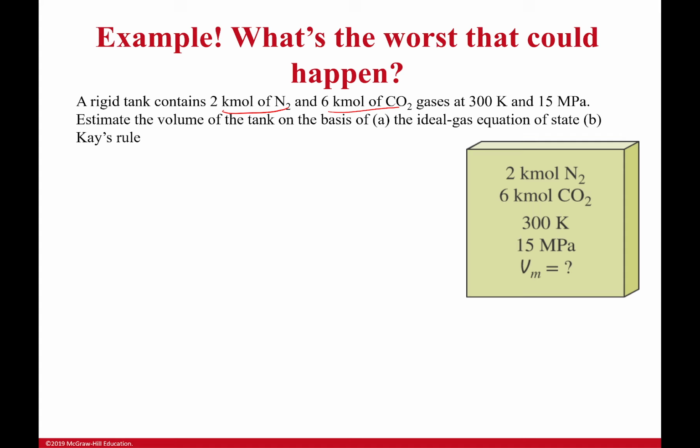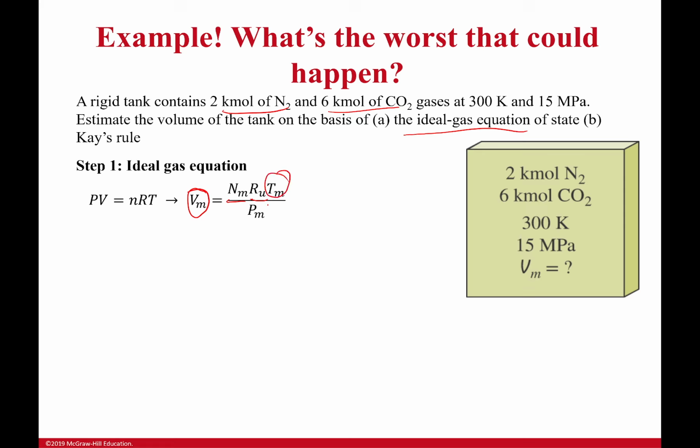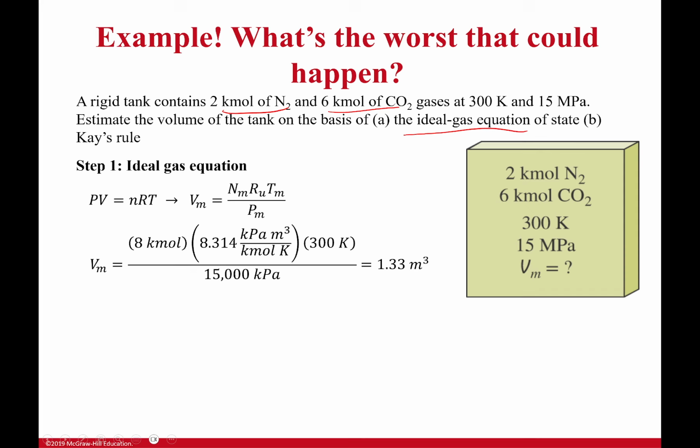We can do that in 2 ways. One, we just use the ideal gas equation of state, and two, through Kay's rule. So first off, let's just do the ideal gas equation. With this, we know that the volume of my mixture is equal to the number of moles, my universal gas constant, the temperature of the mixture over the pressure of the mixture. Both of these are known, and the number of moles is also known. There's 8 moles of gas in there. So this is actually really easy to calculate.